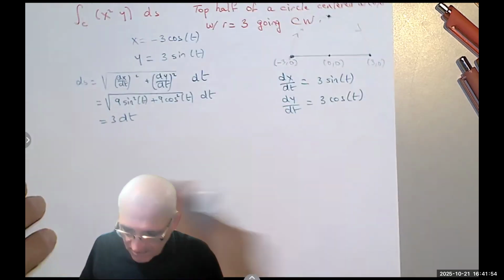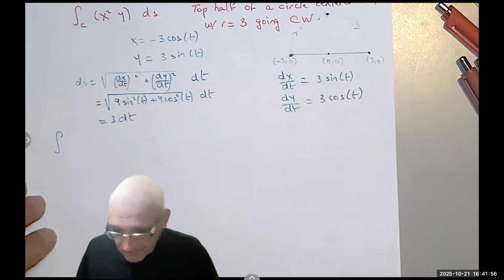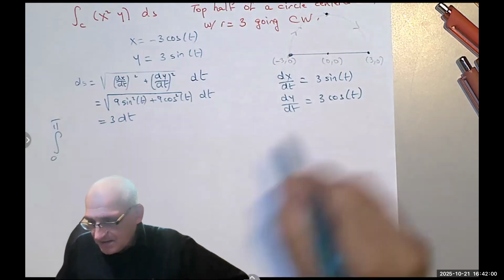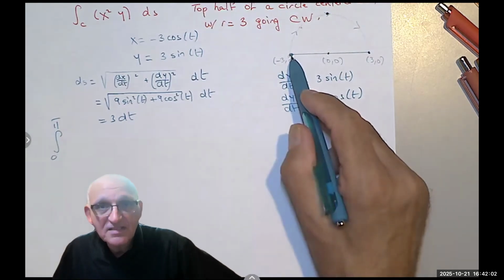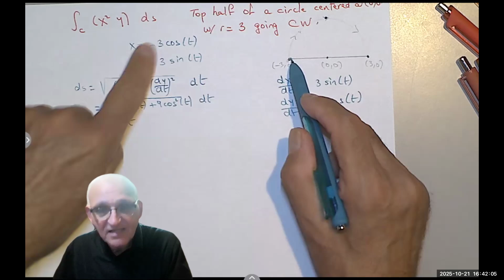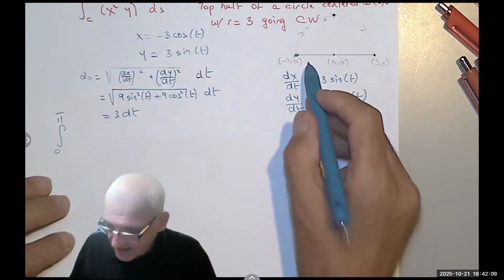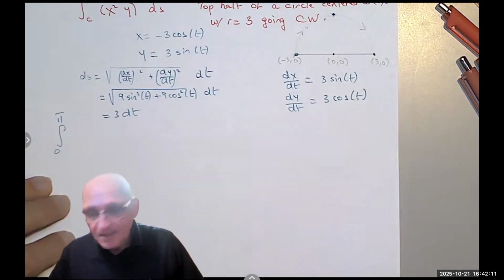So now my integral becomes the integral from 0 to pi, because I said here cosine 0 is 1, and I wrote it -3. So I started at t equals 0, like we said, and t ended up at pi.